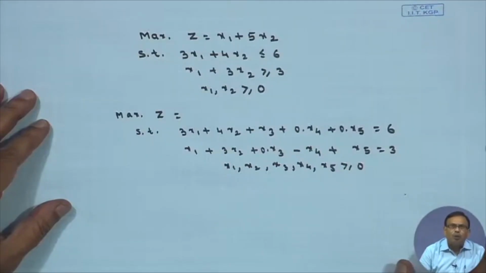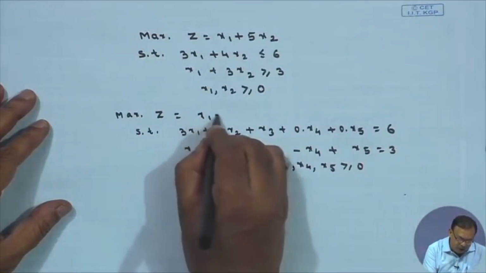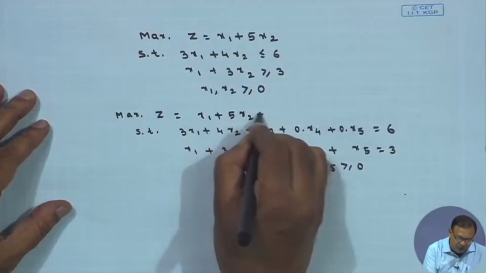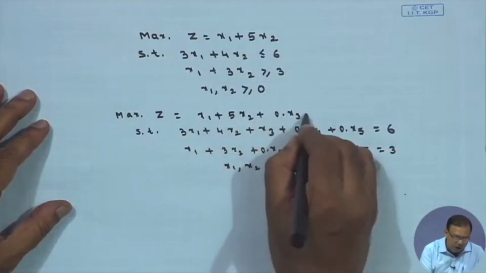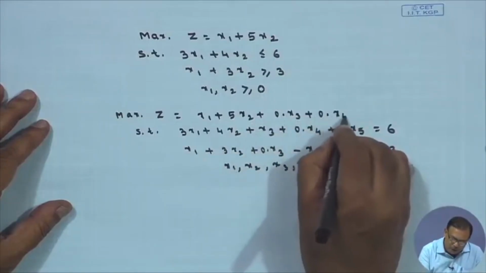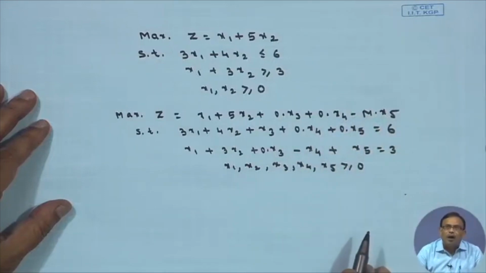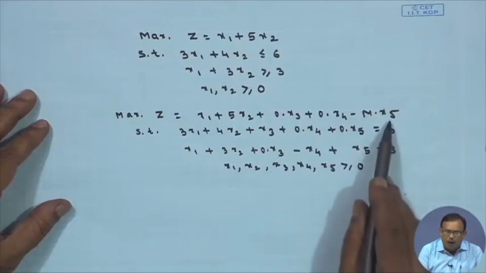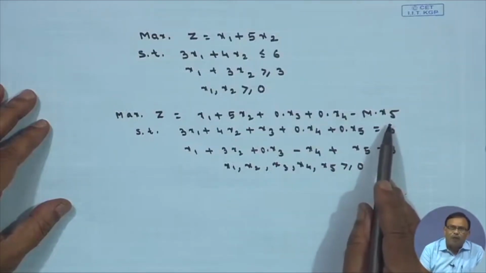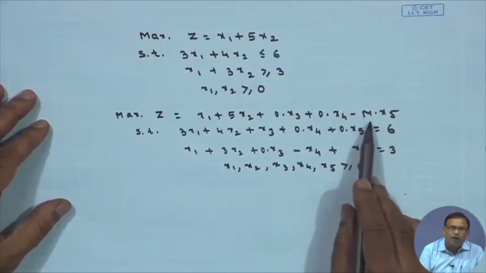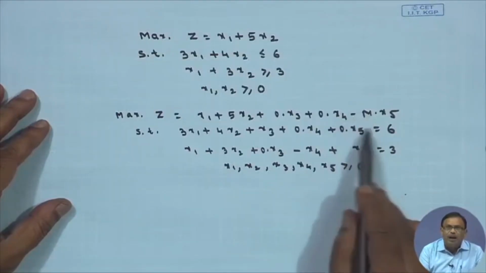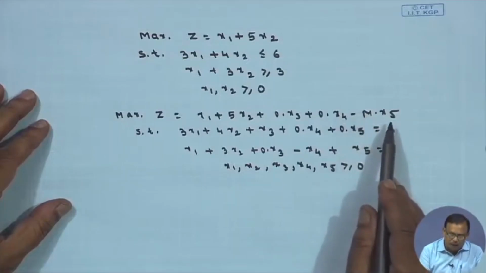by using which you are converting the second constraint of greater than or equal to type into equality type. So, in the objective function, it will be x 1 plus 5 x 2 plus 0 into x 3 plus 0 into x 4 minus m into x 5. As I have mentioned earlier, for the slack and surplus variables, the coefficient will be 0 in the objective function, whereas for the artificial variable x 5, the coefficient is a very large number m, with a negative sign, minus m into x 5.